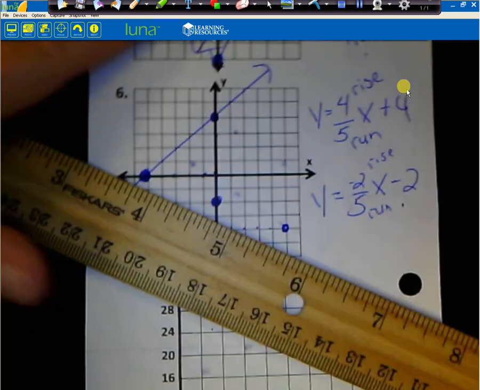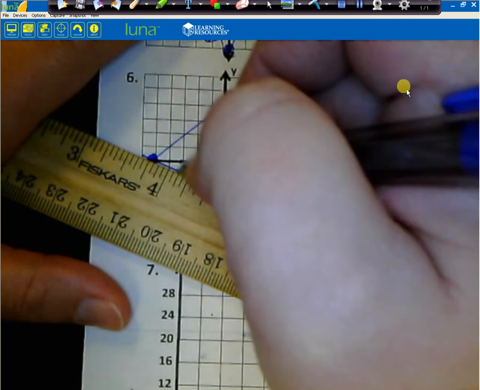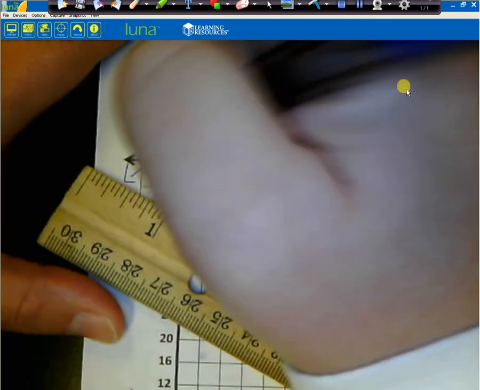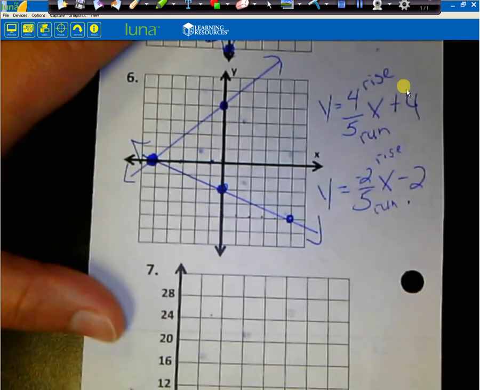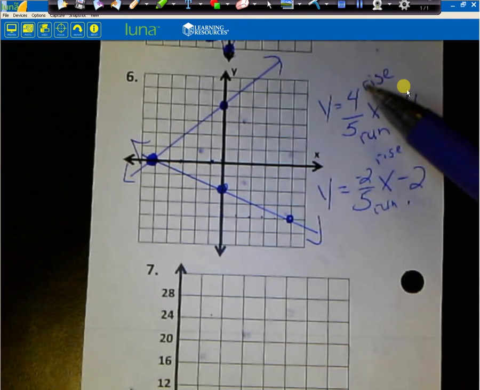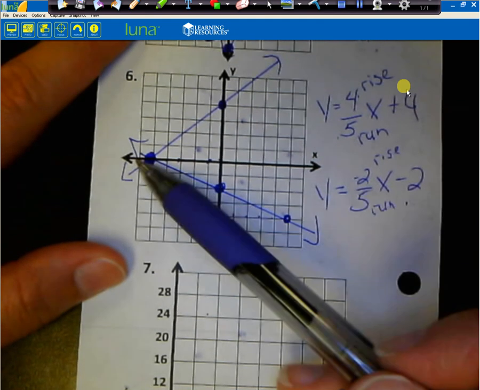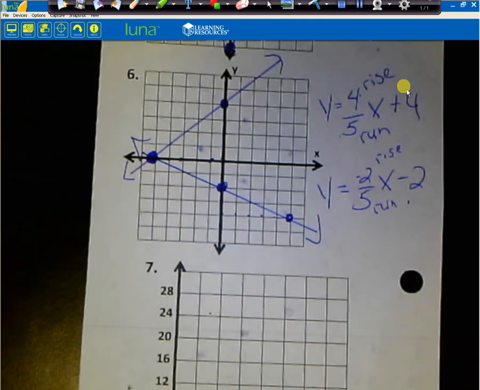Go ahead and draw this other line. Now again, making sure that since this was 4/5, this line left to right is going up. This one was -2/5, so left to right, that one's going down. Again, that's just a good thing to go back and check.